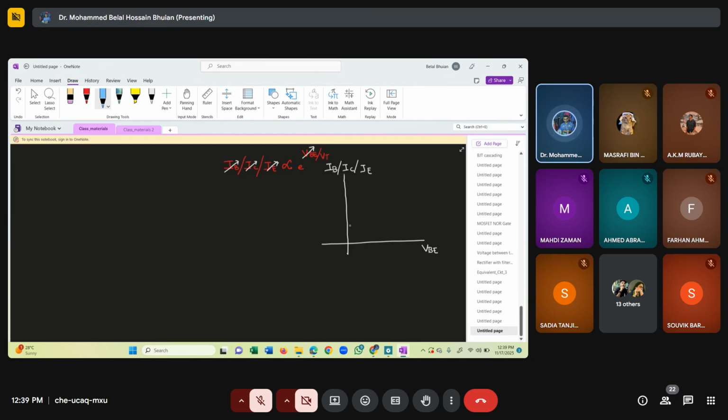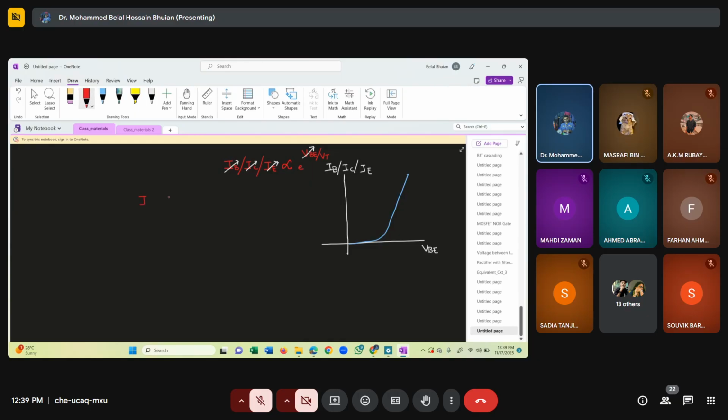So since it's a diode, the diode characteristic is an exponential curve. That means as you are changing VBE, you have base current changing, also collector current changing, also emitter current changing. All right.